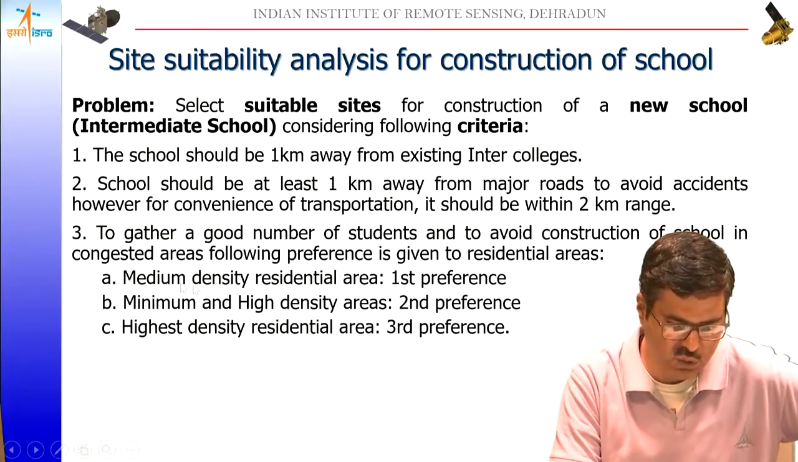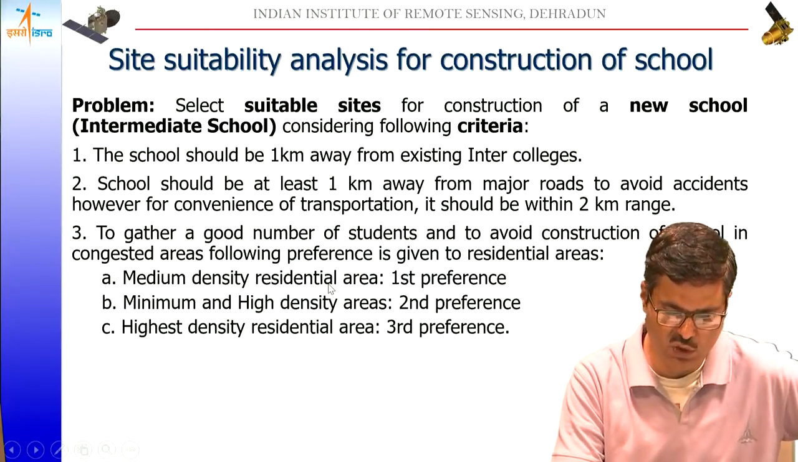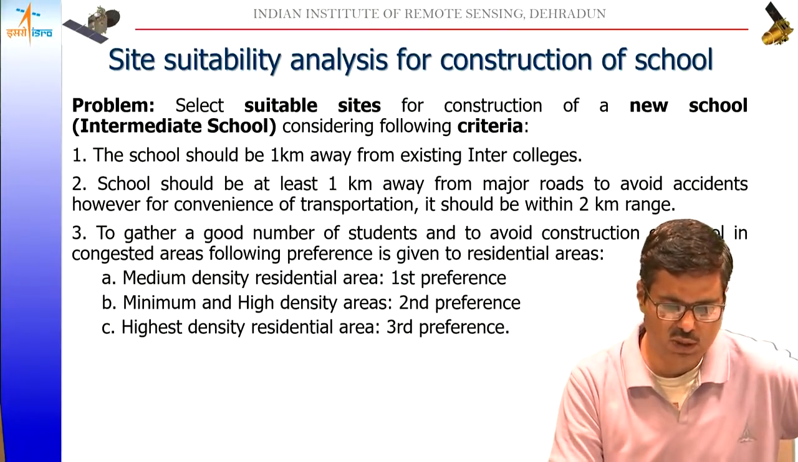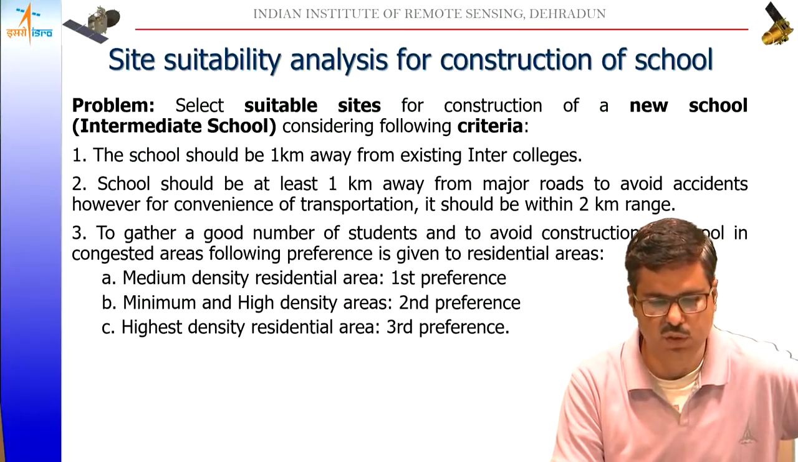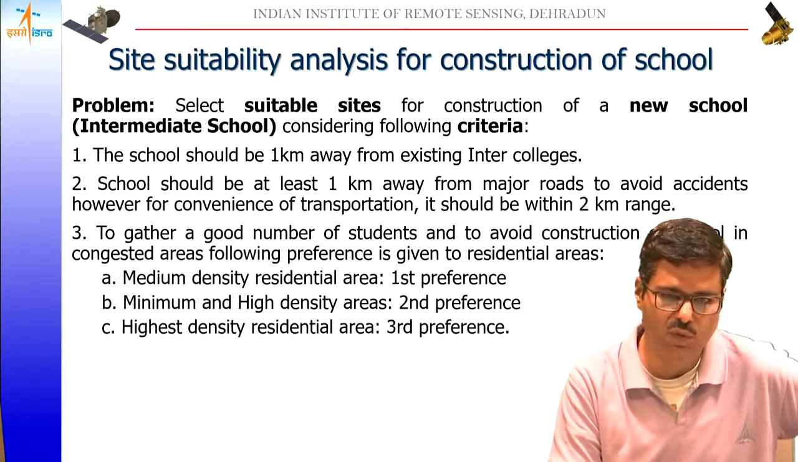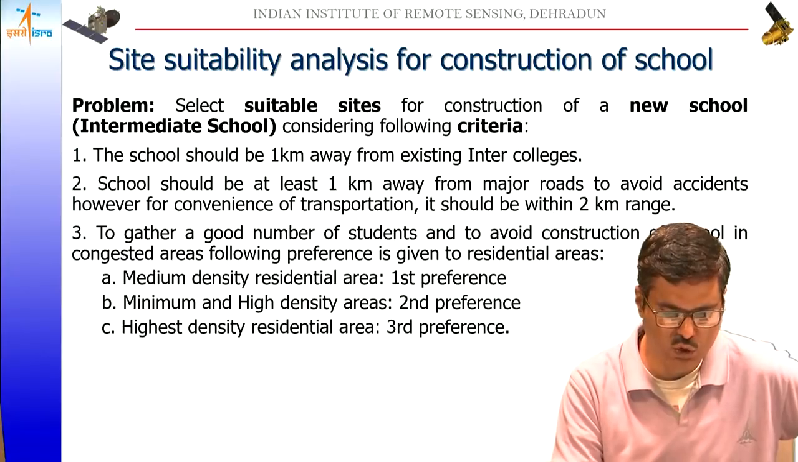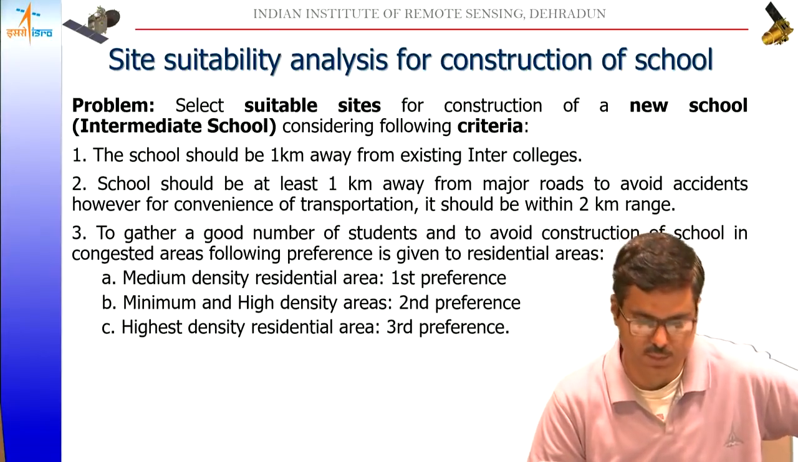So first preference is given to, let's say, the medium density residential area, which I will consider in this example. So there are three criteria. The school should be away from the existing inter colleges, should be within 1 to 2 kilometers of the main road, and should be in the medium density regions.